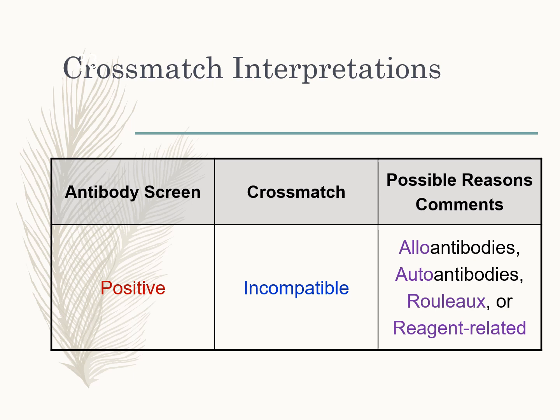If you have a positive screen, you know that there's antibodies present. If the crossmatch is incompatible, that can be caused by alloantibodies, autoantibodies. It could just be rouleaux, or it could be a reagent-related antibody. Sometimes patients have antibodies to the preservative that's in screen cells, or to the anticoagulant that's in the donor unit. So it may not be a harmful antibody to the red cells. It might just be to the reagent.